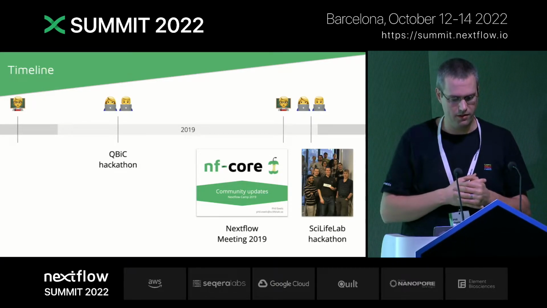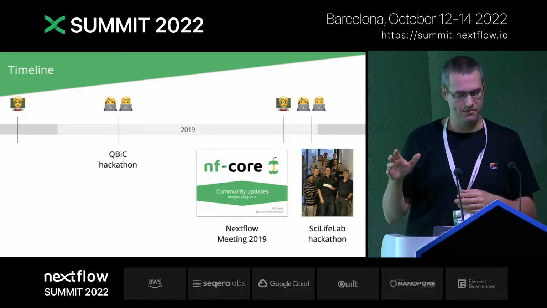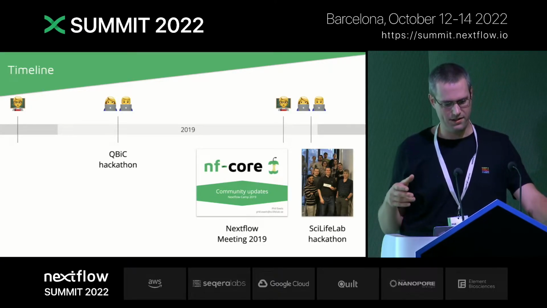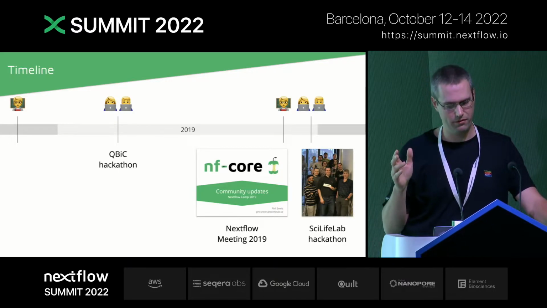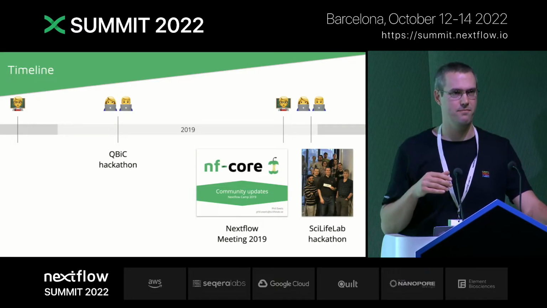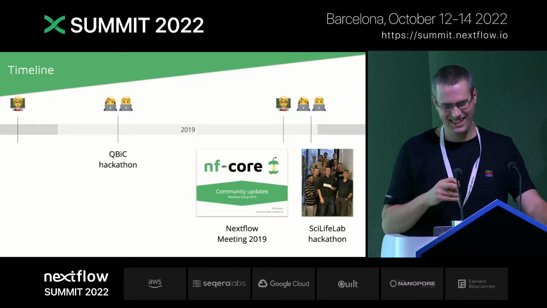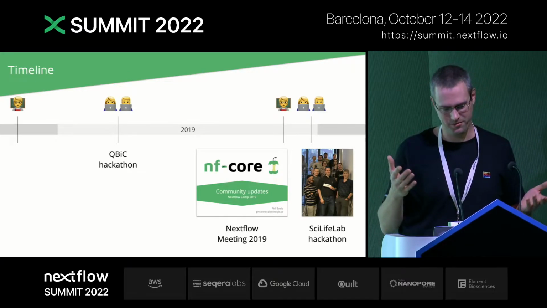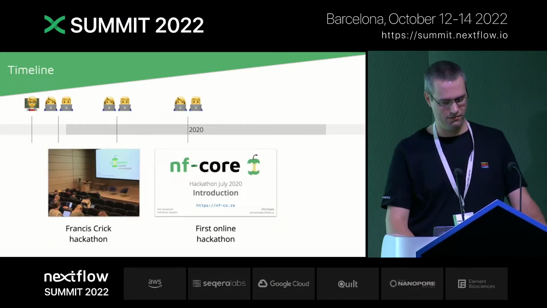We had another hackathon. I don't have any photos of this one because I was busy having babies at the time, so I wasn't there, but we started having more regular hackathons, and again, had my first ever community updates talk about NF Core at the Nextflow meeting 2019. This was a long time ago, and yet this is the last time I gave this talk. And that's why I thought I may as well just do everything, because the history before the last talk was very little. More hackathons followed.